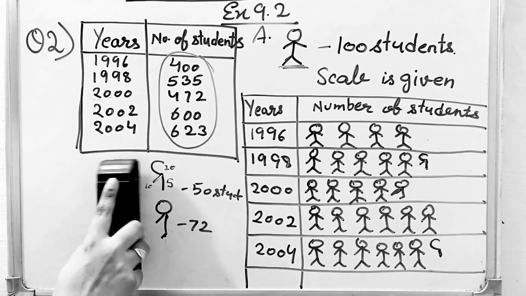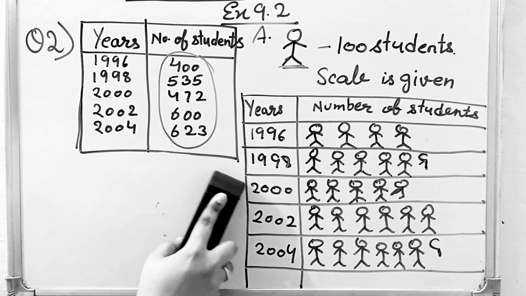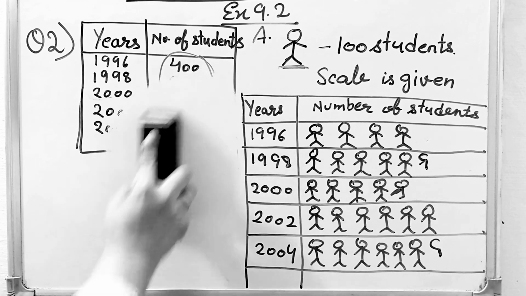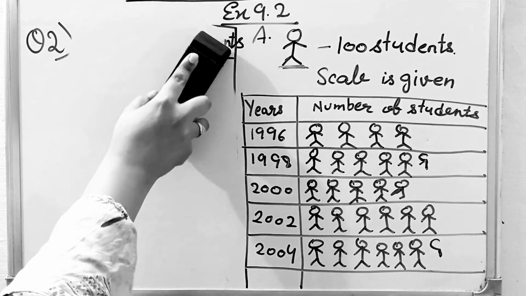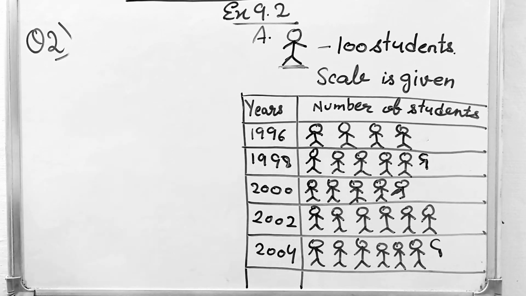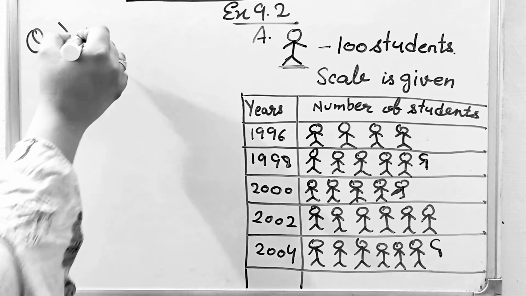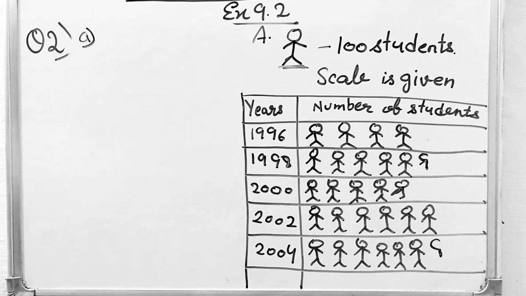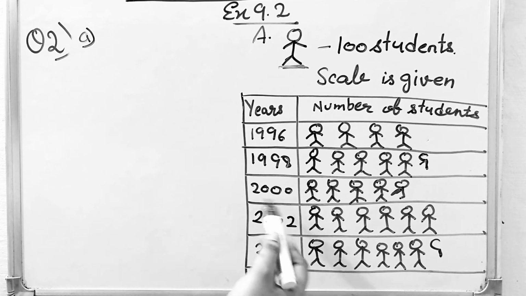Now we have to answer certain questions as per our pictograph. Now this table is of no use. Table was required only to plot our pictograph. So first question is, how many symbols represent total number of students in the year 2002? You have to tell how many symbols are representing number of students in year 2002.